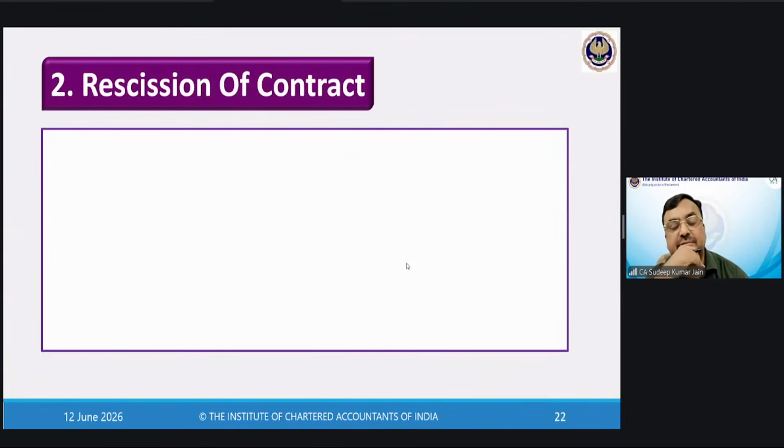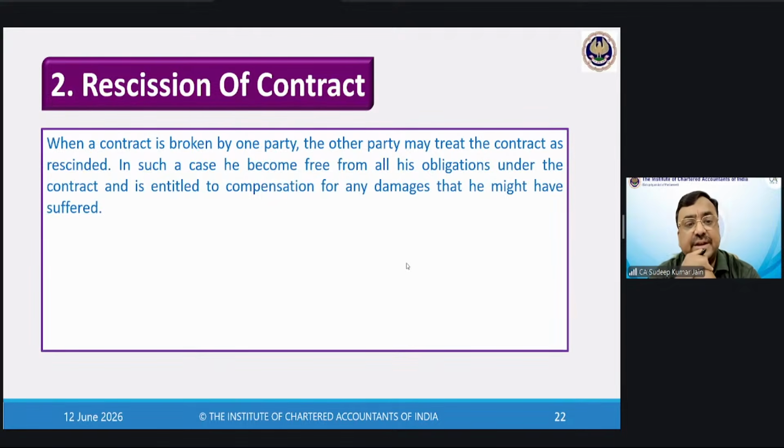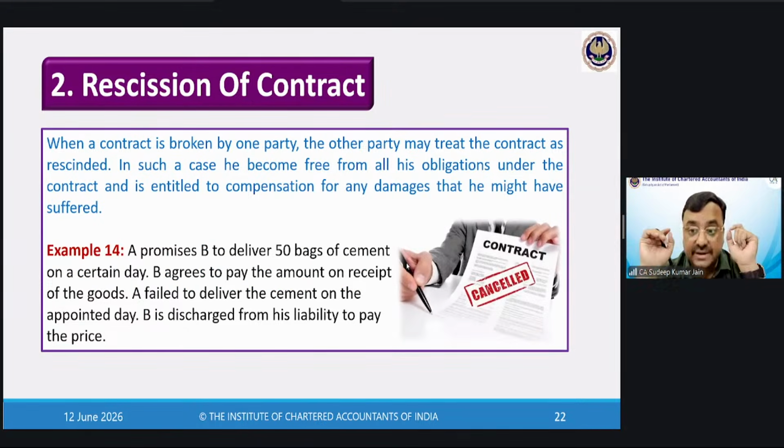Now rescission of contracts. Suppose one party is breaching the contract, is not interested to perform as per the contract, and the other party says, okay, cancel the contract. It means the other party has the option, the remedy, to cancel the contract. When a contract is broken by one party, the other party may treat the contract as rescinded. In such a case, he becomes free from all his obligations under the contract and is entitled to compensation for any damages that he may have suffered. He can cancel the contract but can claim the compensation.